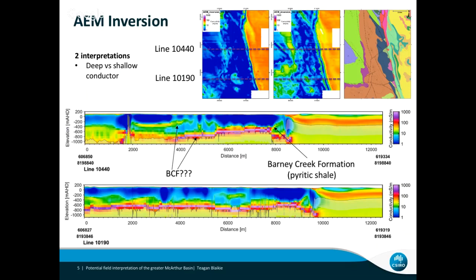The problem is, as we come along this section, the AEM data splits into these two conductors, and we don't know here if it's the deeper one or the shallow one. If this is another formation coming in, or if we've got a fault, this could be a sub-basin along here. So this is a problem we're having. Hopefully in the next few months there'll be some drilling out there. We'll have a few more constraints, and then we can come back and update this model.